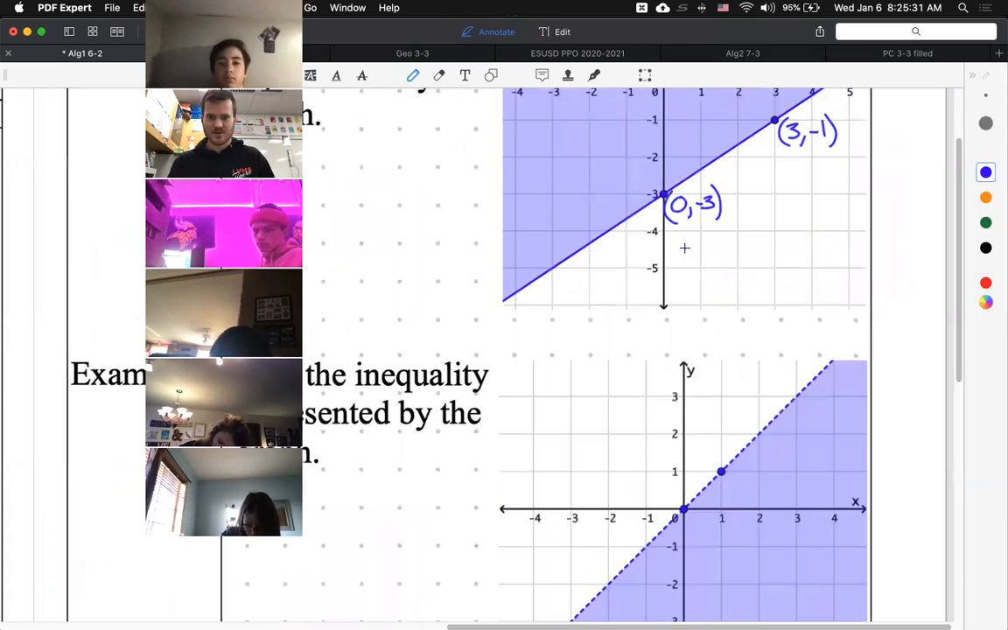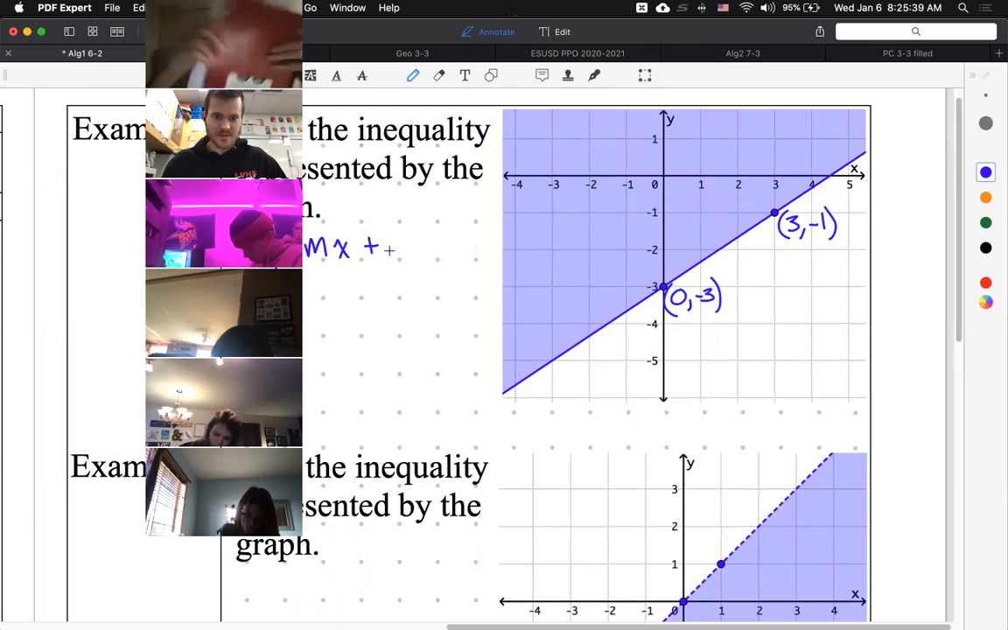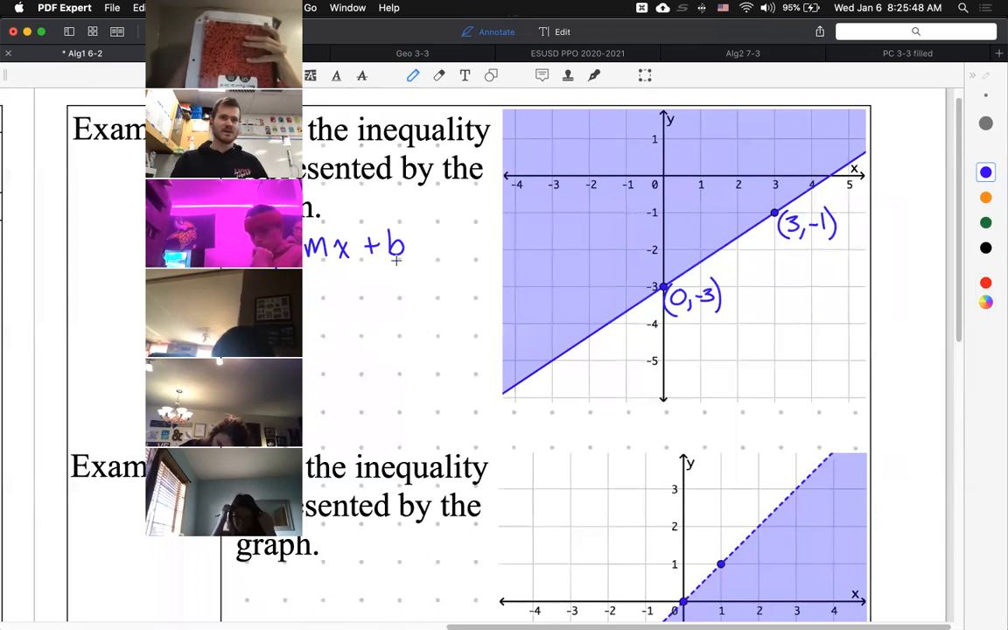So if I'm zooming in here to example number 3, I'm going to have something of the form y equals mx plus b. I'm going to fill in m. I'm going to fill in b. That's my first step, just like before. Someone help me. Help me with m, help me with b, either one of those.